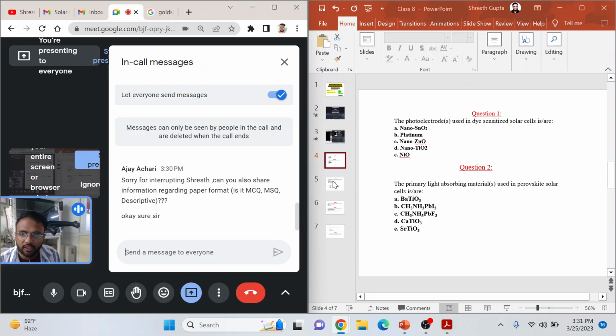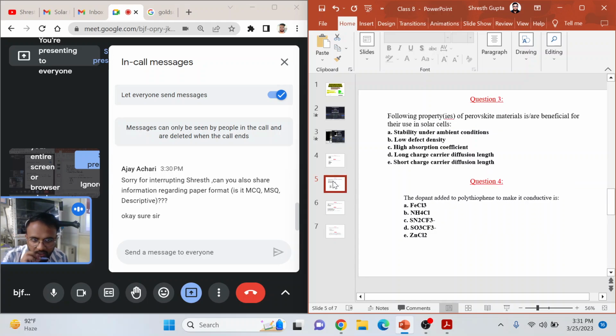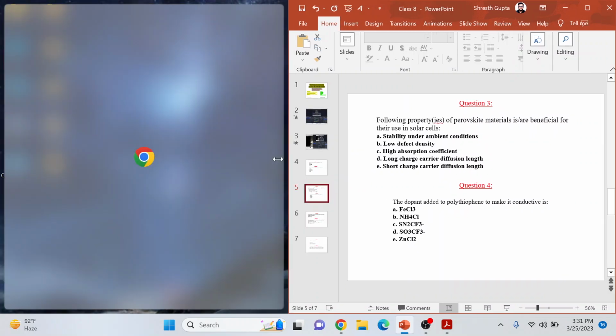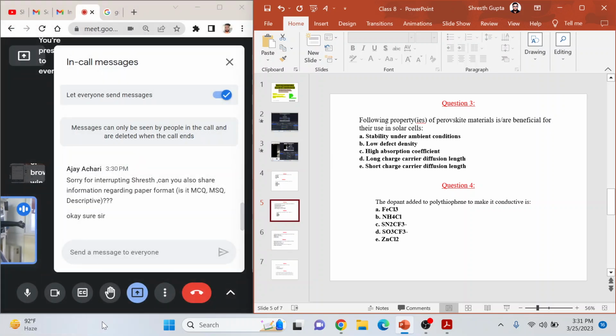Okay, now let's move to the next question. Question number 3 is saying: following properties of perovskite materials are beneficial for their use in solar cells. The options are stability under ambient conditions and low defect density, high absorption coefficient, long charge carrier diffusion length, or short carrier diffusion length. What do you guys think? What could be the possible right answers?